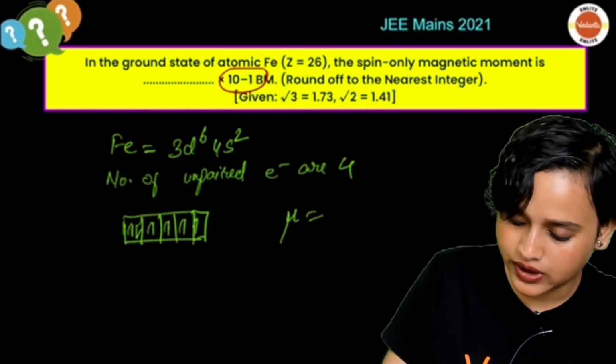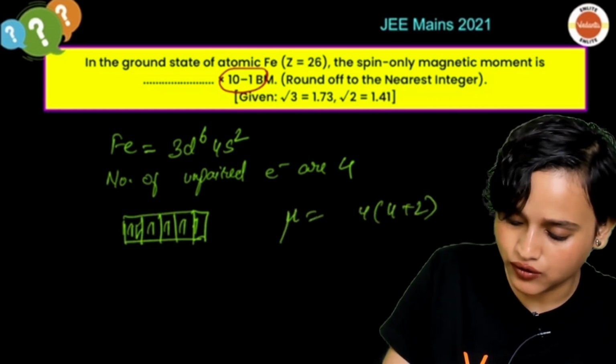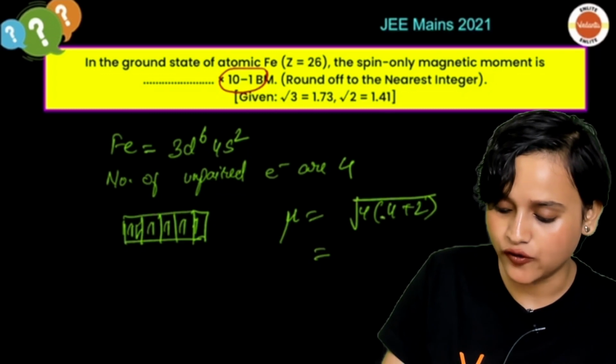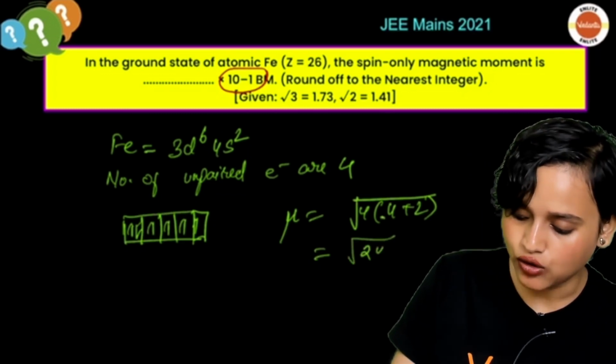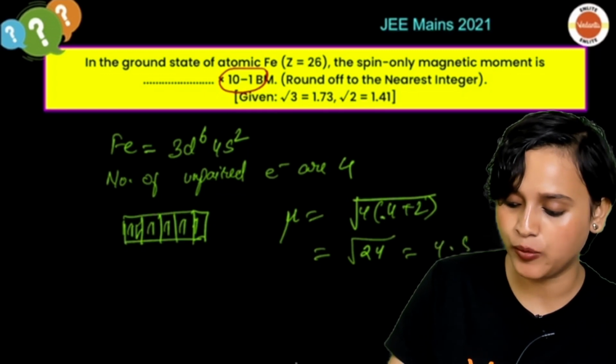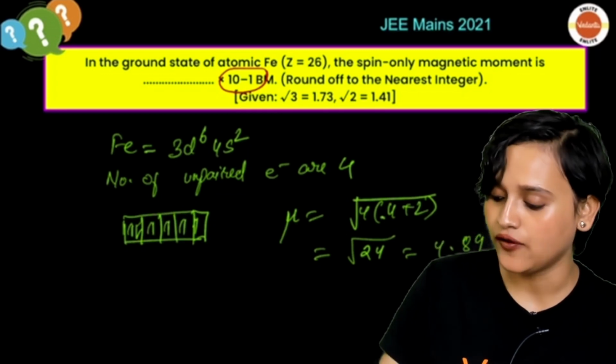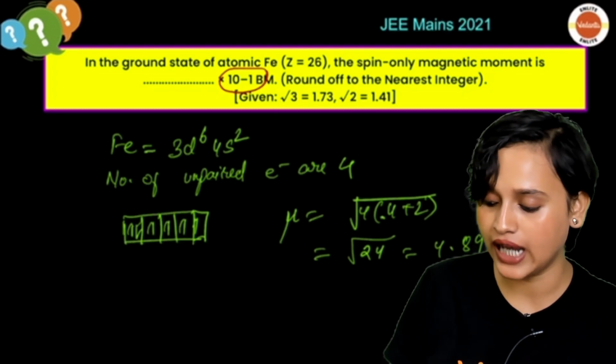What do we have to do? Mu is equal to root over n into n plus 2. That means 4 into 4 plus 2, which is 4 into 6, 24. Root over 24 will be equal to around 4.89. Yes, 4.89, that means it is 4.9. Correct.